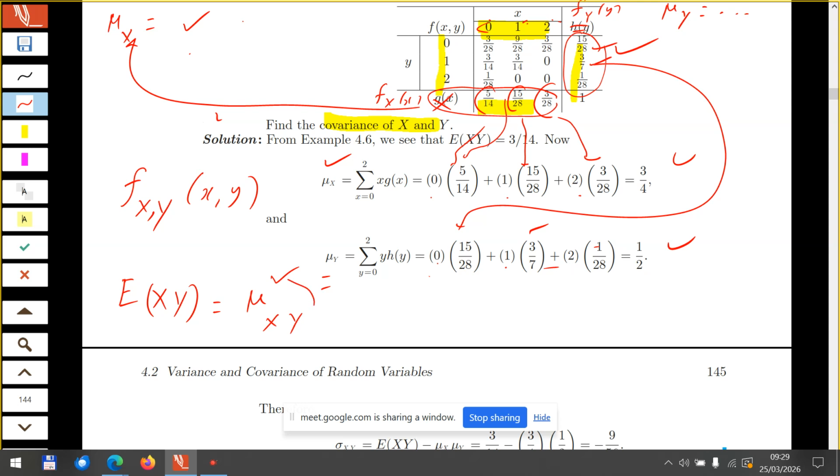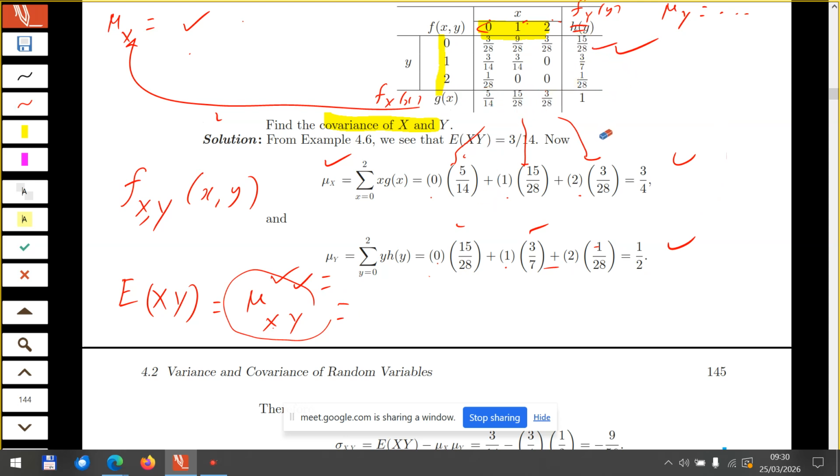Compare it with this. Yeah, this is x times y, right? So anyone who is easy to be confused can think of it as x times y. We know it's not x times y, so it's x comma y. So now, how do we compute this? We will compute this from this table, but not using the marginal distribution, but the full distribution, right?